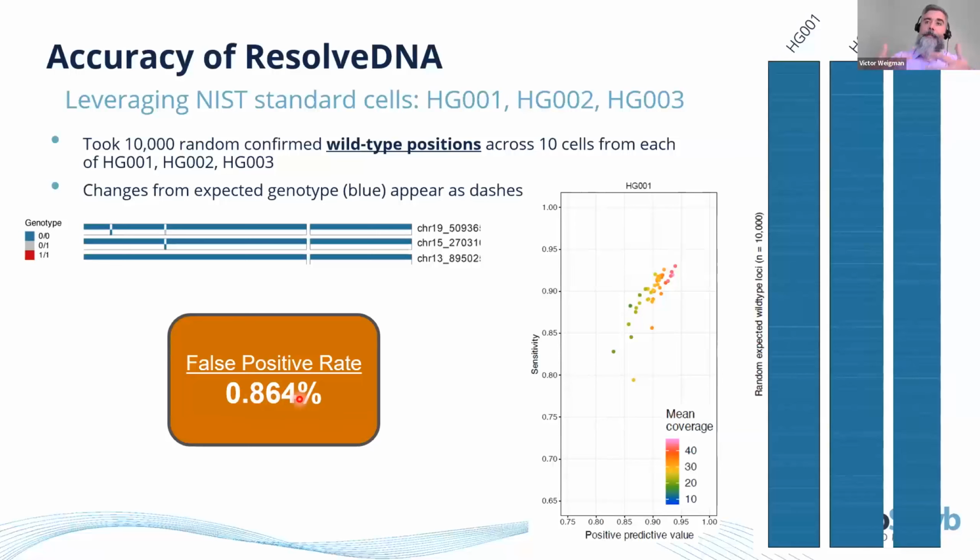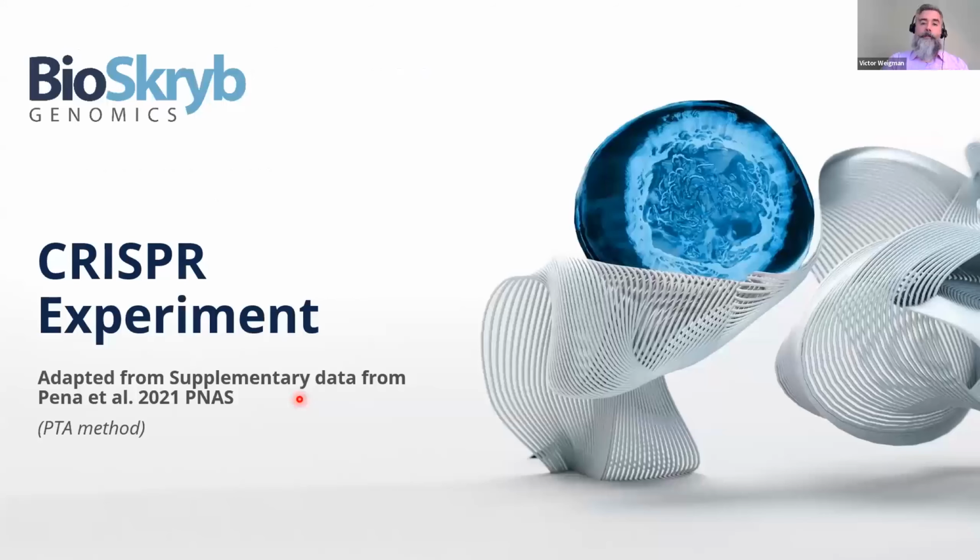So again, complete, robust, accurate detection of a human genome feels like this solution really enables investigation of the genetic happenings of a cell or collection of cells as we're doing our experiments.